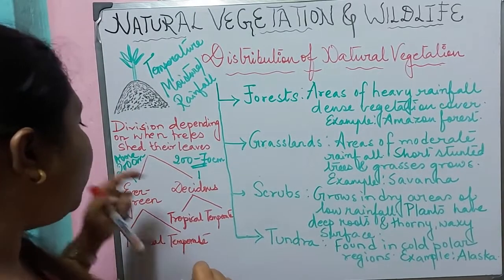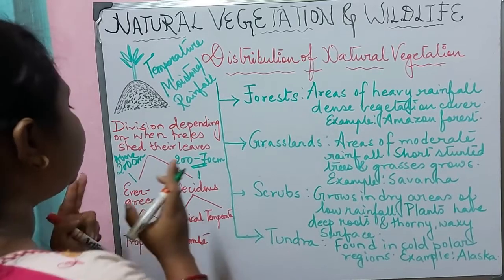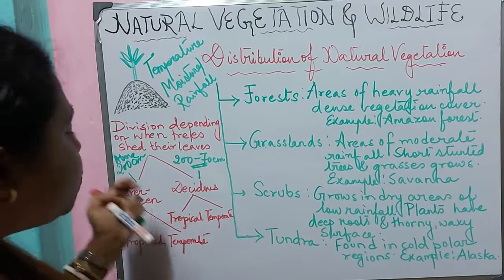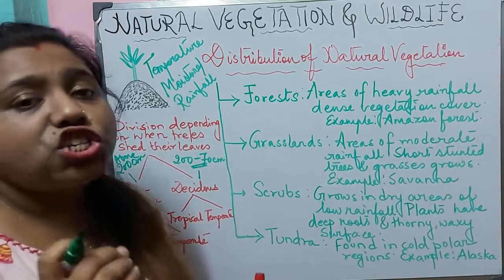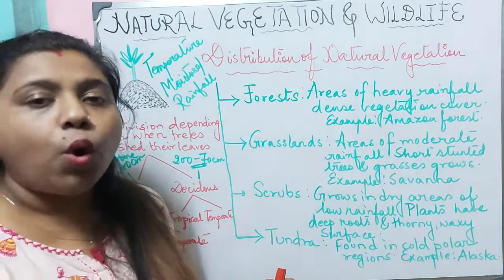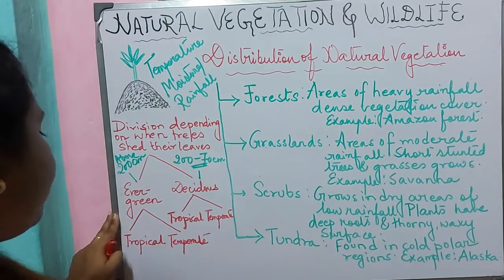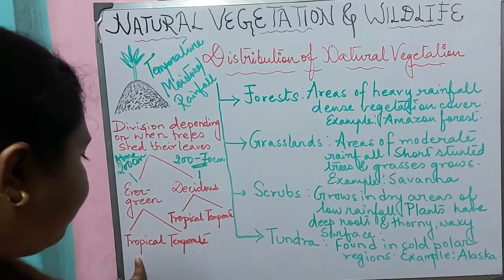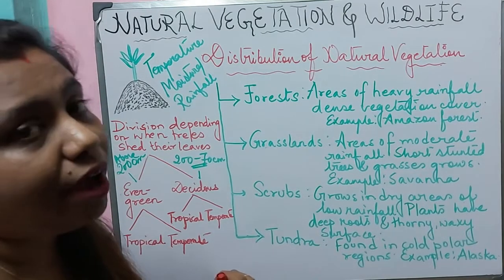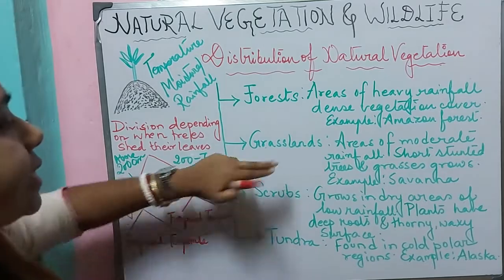That is why we can see that here the type of trees which grow are not similar to the type of trees grown in the evergreen forest. In deciduous forest, we will see that the trees shed their leaves at a particular time. They have a particular dry season when the trees shed their leaves. Now, evergreen forests are again subdivided into tropical evergreen and temperate evergreen, and deciduous forests are again subdivided into tropical deciduous and temperate deciduous.